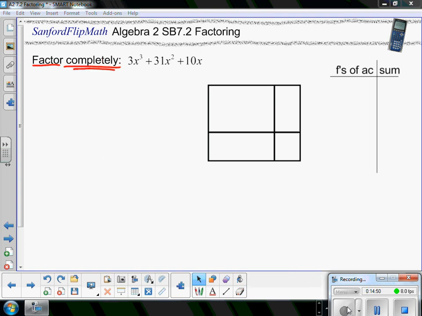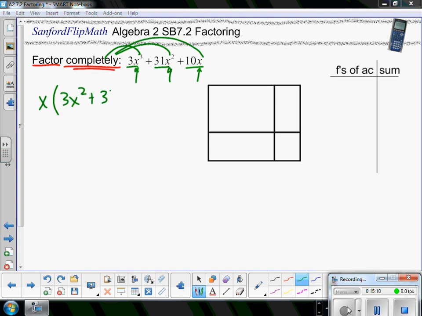Okay, so what that means is we're going to browse through here and see first, is there something that's in common? Well, I see an x there, I see an x there, I see an x there. So we're actually going to undistribute. We're going to factor out that x first. Okay, so this is going to be 3x squared plus 31x plus 10. Okay, so we factored, but this can be factored more.